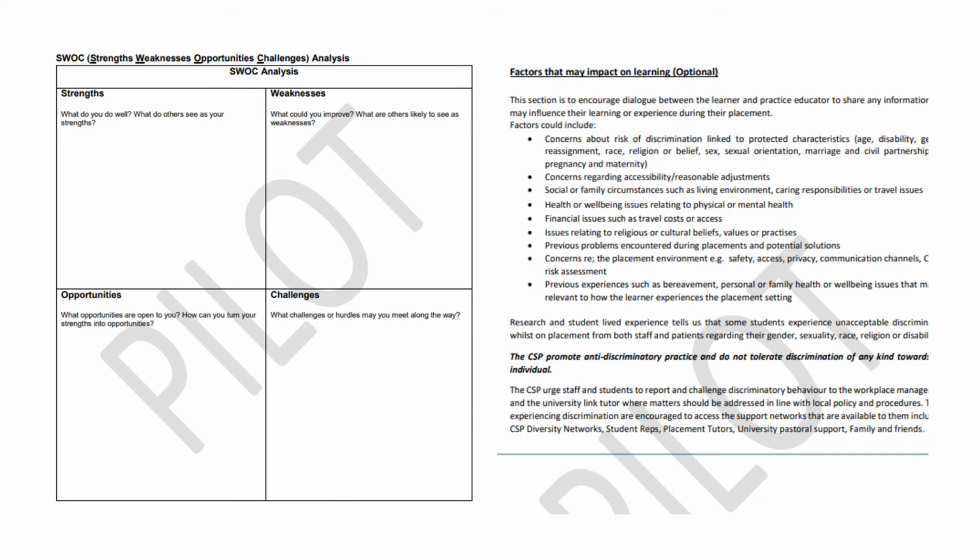It also contains a section to capture any factors that may impact on learning. This section is optional and encourages dialogue between the learner and practice educator to share any information at all that may impact on their learning during the placement. Within the form, there's a list of what this may include, and this list is not exhaustive. Examples may include physical or mental health factors, concerns of discrimination, or financial factors, for example.